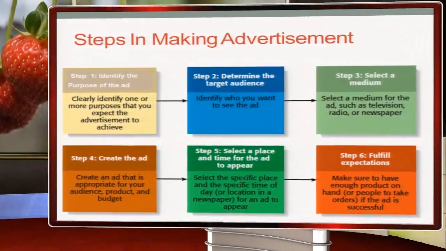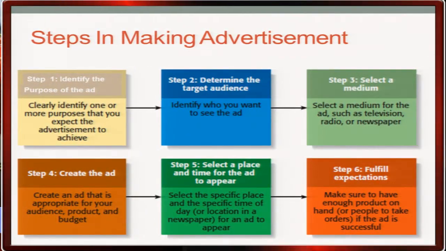Let's look at these slides. This shows the steps in making an advertisement. There are 6 steps in making an advertisement. If we look at it, step one is that we have to identify the purpose of the advertisement. We have to know what are the main purpose or even more purposes that we expect our advertisement to achieve. This is followed by the second step, which is to determine the target market. Who do we want to see our ad?